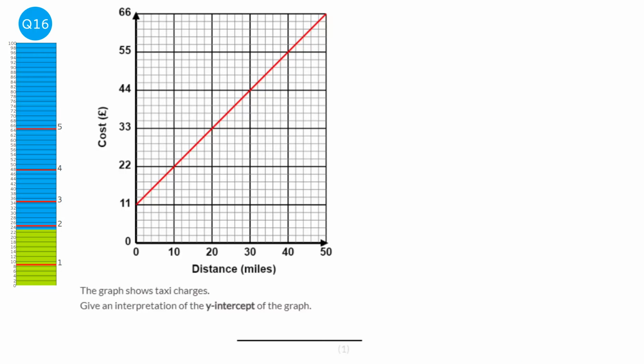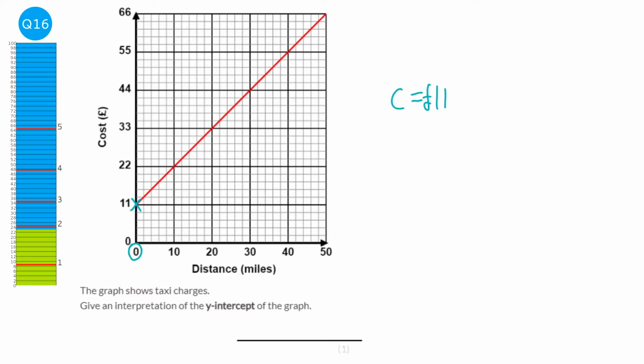We've got to first of all find out what the y-intercept is, and the y-intercept is just where our line hits the y-axis. So the y-intercept, which we sometimes call c, is 11. Now, what's that 11? What units is it? Well, it's 11 pounds, because our y-axis is in pounds. But what does that mean for the taxi company? Well, how many miles have been travelled on the y-axis? Well, 0.